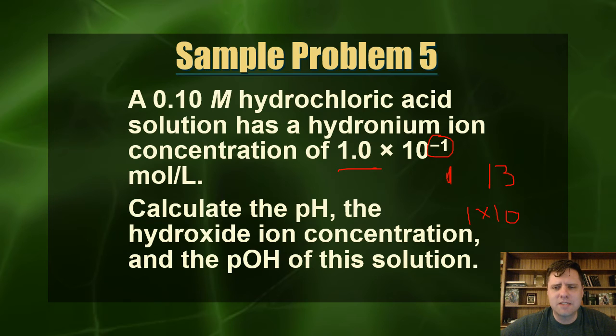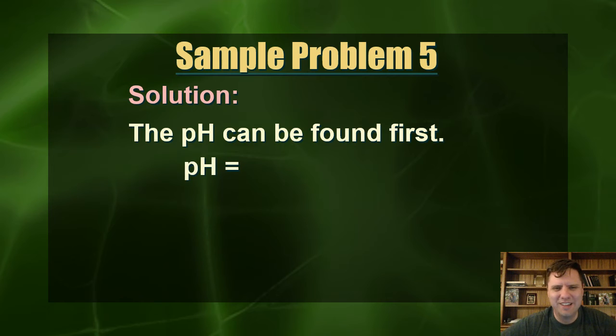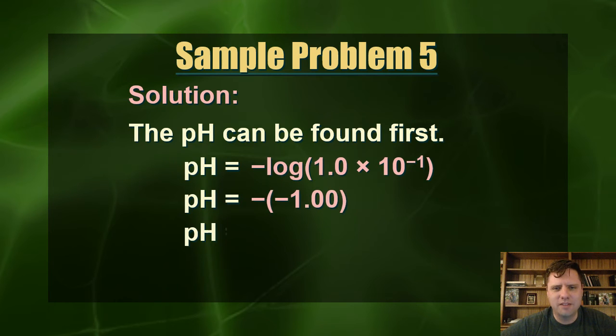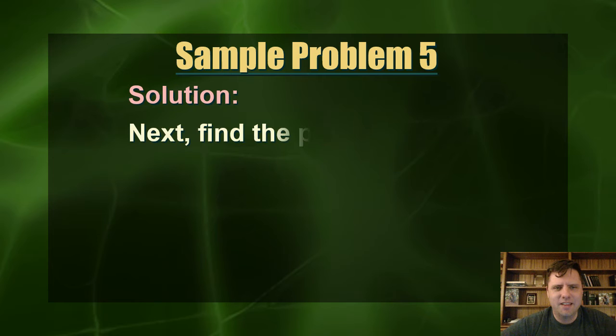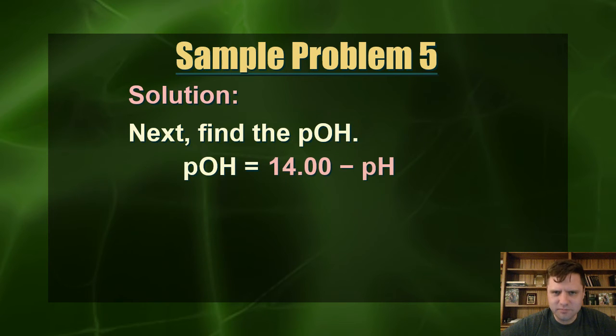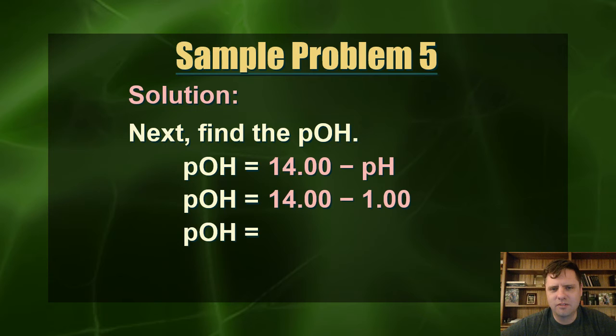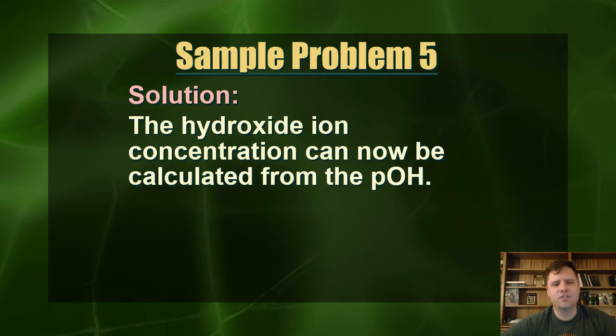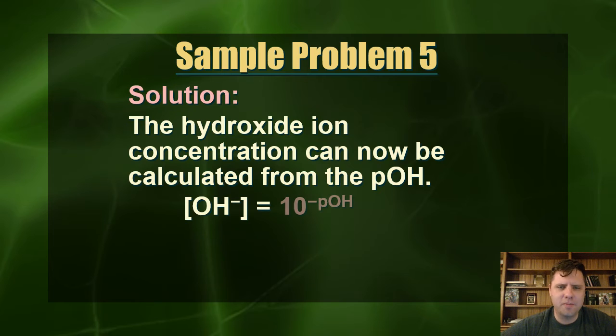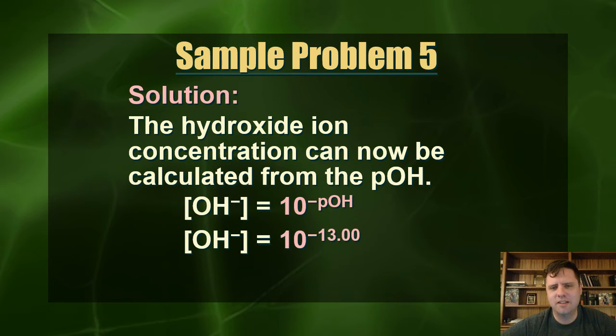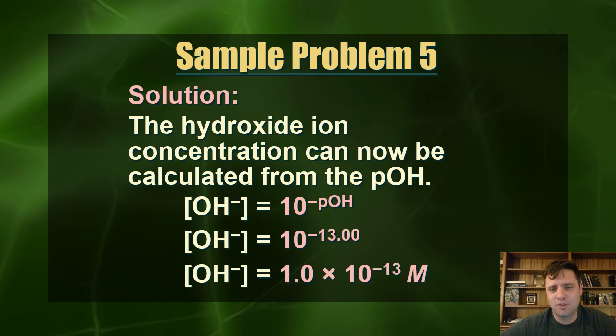It's going to be 1 times 10 to the negative. Again, it's this number plus another negative number to make negative 14. It'll be negative 13, right? So here's the solution. We find the pH. Just take the negative log of it. We get 1. And then next we find the pOH. 14 minus the pH is 13. And then the hydroxide ion concentration can be calculated from the pOH by taking 10 to the negative that, which is just 10 to the negative 13, so 1 times 10 to the negative 13 molar.